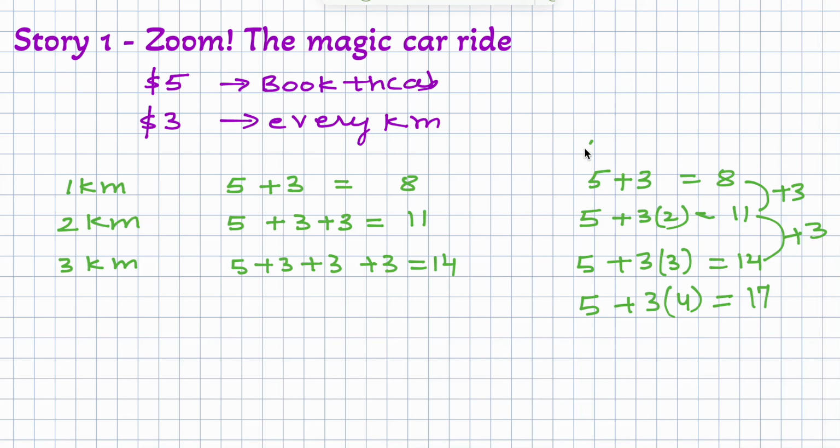And when she has not started her journey yet, that means she is not paying the cost for any kilometer, but that is just booking the cab. Now this $5, which is the booking cab charges, is known as the initial value, right? That means she has not started her journey yet, but even then she has to pay, so that is the initial value. And after that, every time $3 will increase.